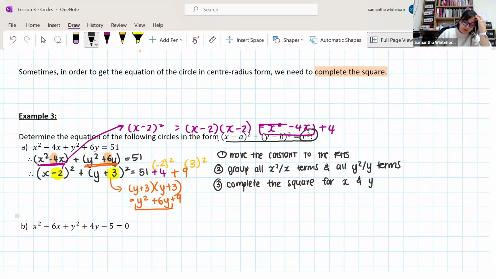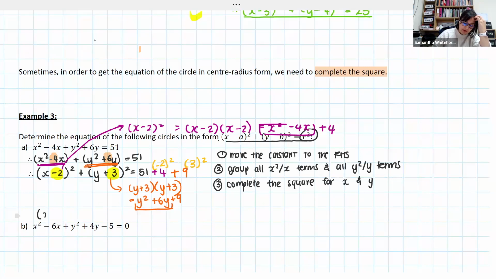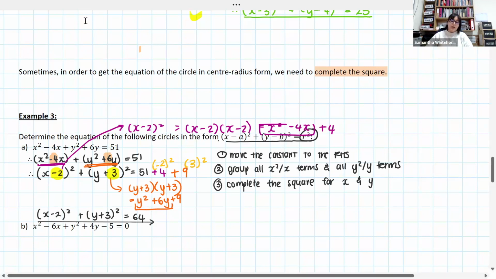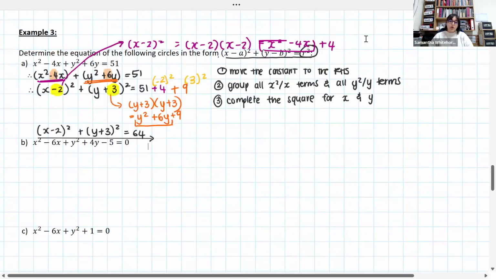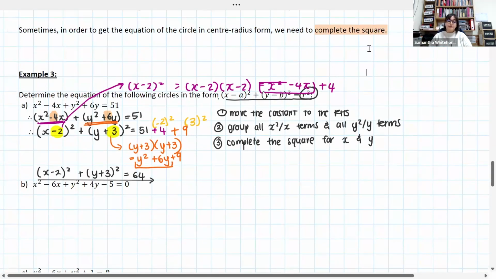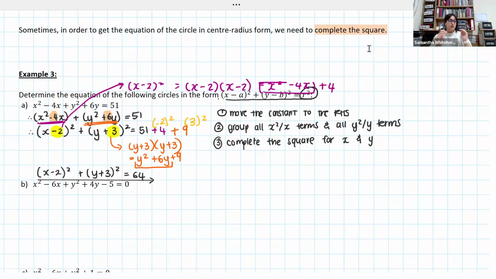And now all you do is simplify. So we have x minus 2 squared plus y plus 3 squared, and on the right-hand side, we've got 51 plus 4 plus 9, which gives us a radius squared of 64. So when completing the square, don't overthink it. Don't overcomplicate it. Don't try and outsmart yourself. You are quite literally bracket squared, half of your coefficient in each bracket, and on the other side, you're squaring that half value. That's it.